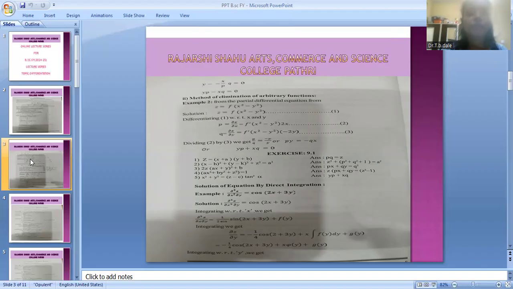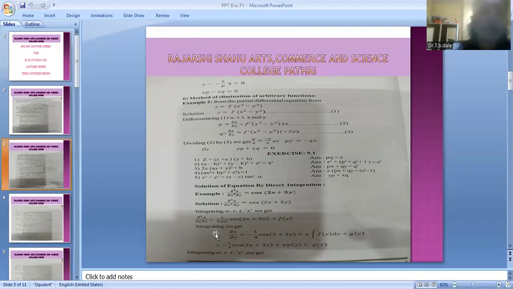The second topic is the solution of equations by direct integration. In this method, we see the first example: dou cube z upon dou x square dou y is equal to cos of 2x plus 3y. The solution is dou cube z upon dou x square dou y is equal to cos of 2x plus 3y. Integrating with respect to x, we get dou square z upon dou x dou y is equal to 1 upon 2 sine of 2x plus 3y plus f of y.